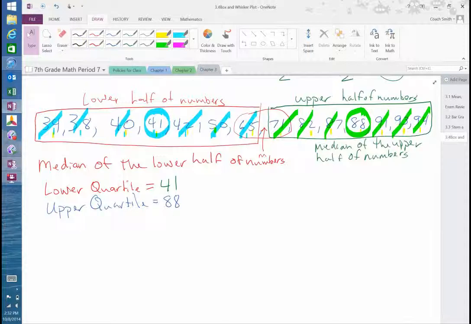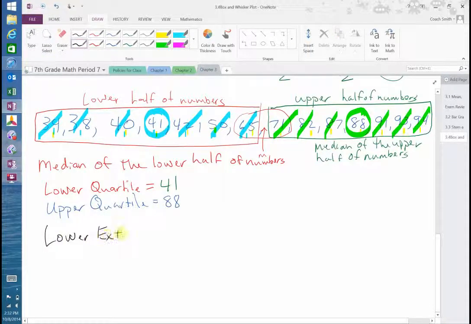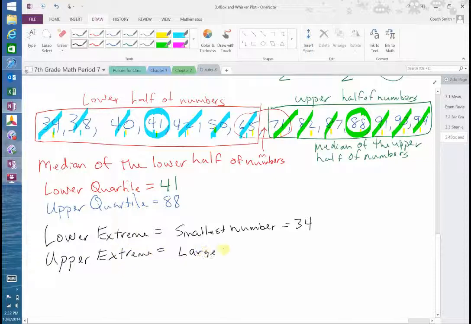Now I have to find the lower extreme. The lower extreme is the smallest number, which is equal to 34. Then I have to find the upper extreme, which is equal to the largest number, and that is 94.